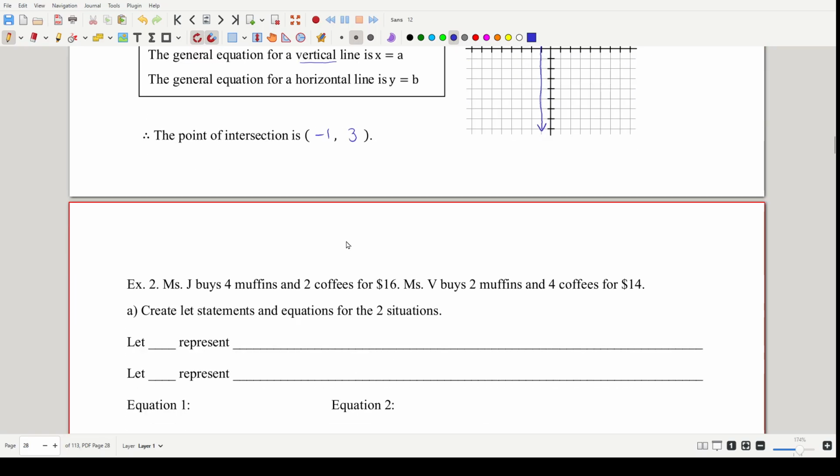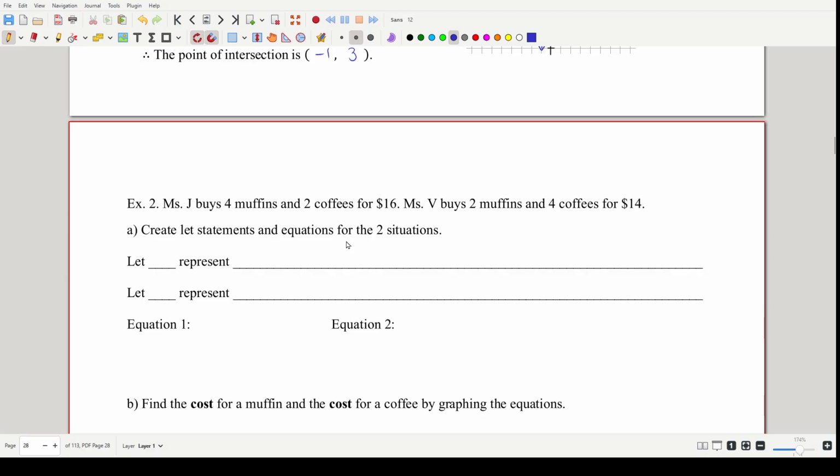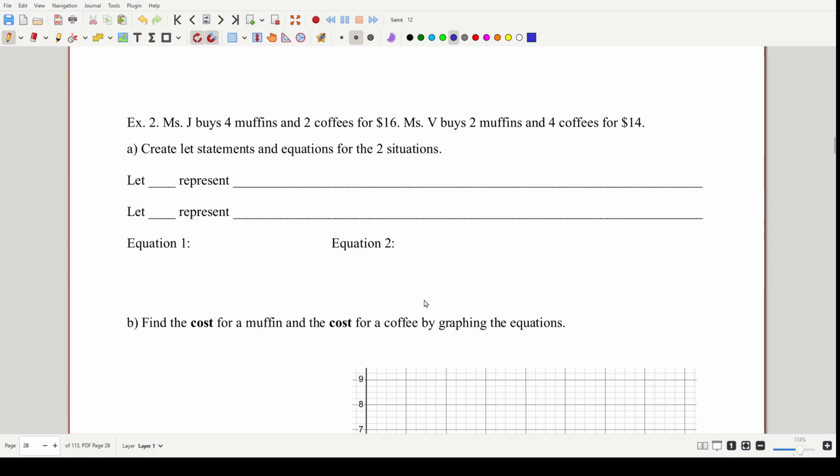All right, let's do some word problems. I know you're very excited to do these. Every student loves word problems. But we're only going to do one, okay, and then we'll stop.